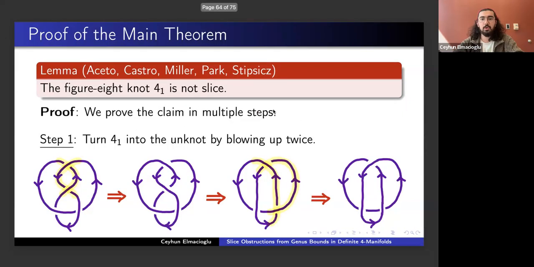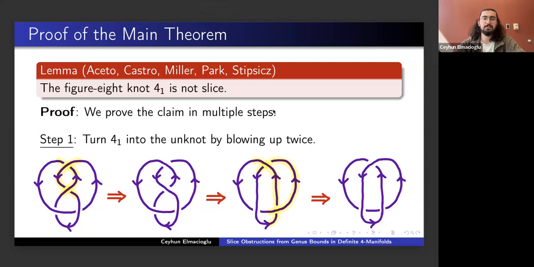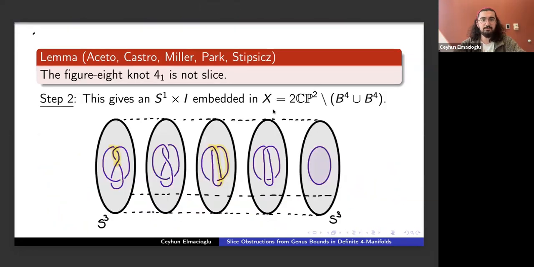First of all, we blew up twice, so we are in something related to 2CP2, right? We blew up twice, we added 2 CP2s. But if you think of these S3s as moves, what we're doing is we have an S1, which is a figure 8 knot in S3 on the left, and then we turn that into the unknot in S3. So we have an S1 cross an interval embedded in 2CP2, but on the left, we have the S3.